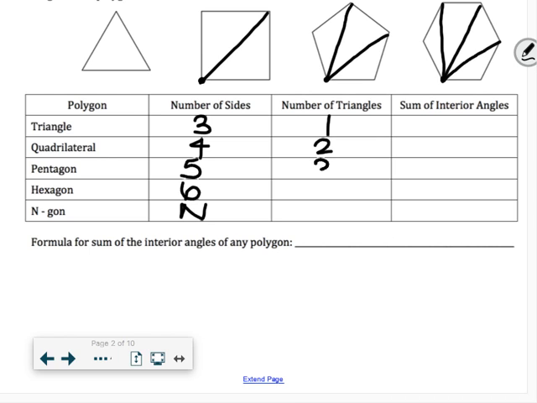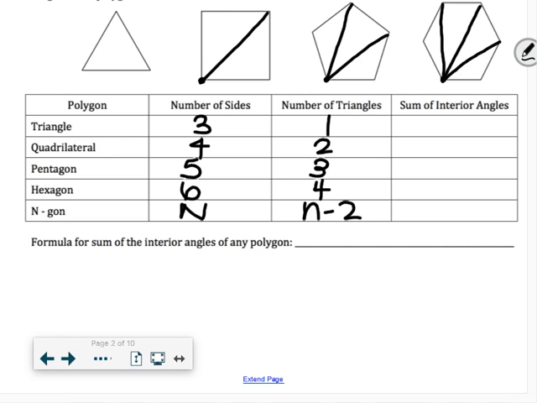Pentagon, hexagon. Okay, so what's that relationship from 3 to 1, 4 to 2, 5 to 3, 6 to 4? So the number of triangles in any polygon is going to be n minus 2. So that's another way to see the minus 2 relationship. Okay, so we have that consecutive pattern.